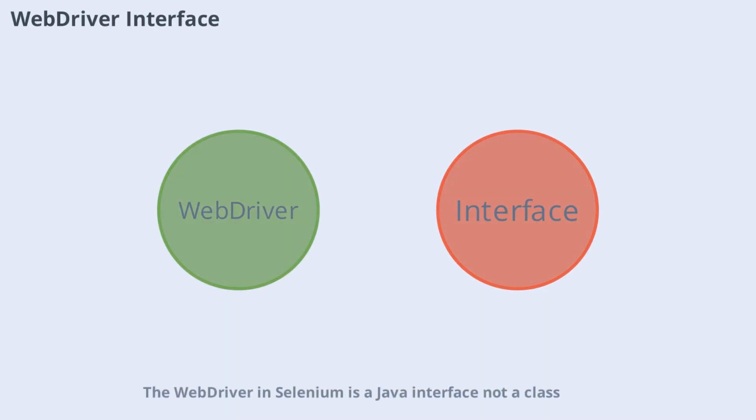The WebDriver in Selenium is a Java interface, not a class. It defines a set of methods that browser-specific driver classes, such as ChromeDriver or FirefoxDriver, must implement. This abstraction allows you to write browser-agnostic automation scripts, making your code more flexible and maintainable.